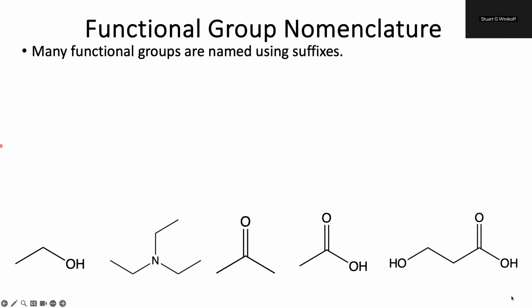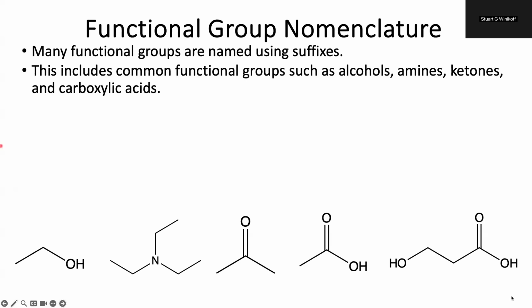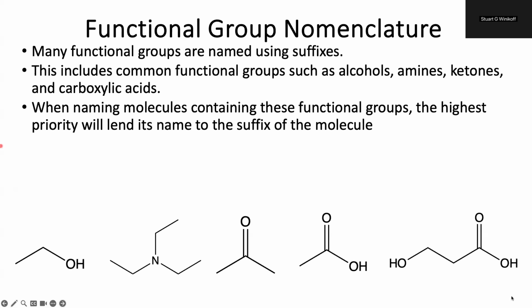One of the things we have to deal with is that many of our functional groups are named not via prefixes, but instead by suffixes. So we're going to be taking some of the rules that we saw for alkenes and alkynes and modifying them a bit to extend to these suffixes. A lot of major functional groups include this, including alcohols, amines, ketones, and carboxylic acids.